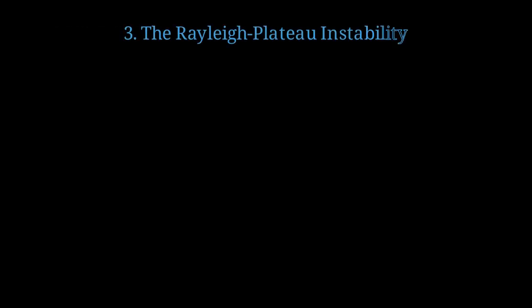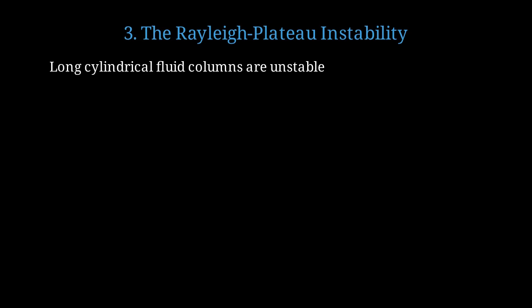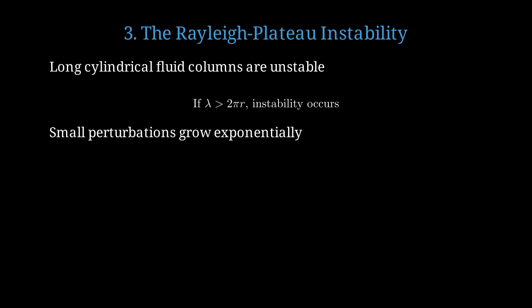One crucial mechanism is the Rayleigh-Plateau instability, discovered in the 1800s. Lord Rayleigh and Joseph Plateau discovered that long, cylindrical fluid columns are inherently unstable. If the wavelength of a perturbation lambda exceeds 2 pi times the cylinder radius r, the instability grows. Small random perturbations in the cylinder's radius grow exponentially, causing breakup into droplets.